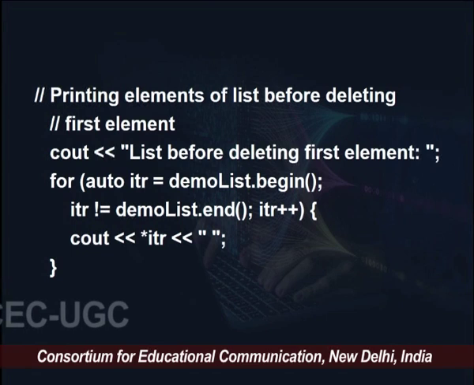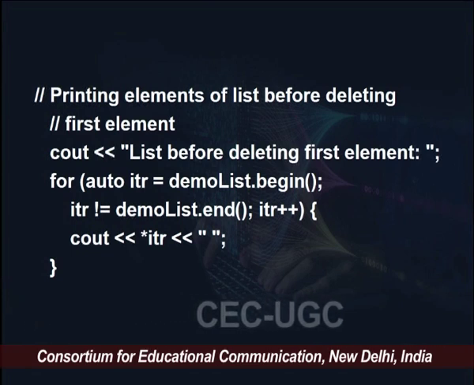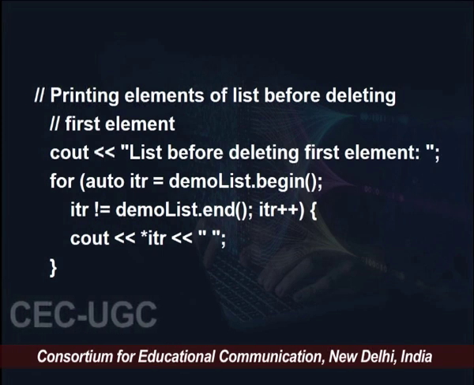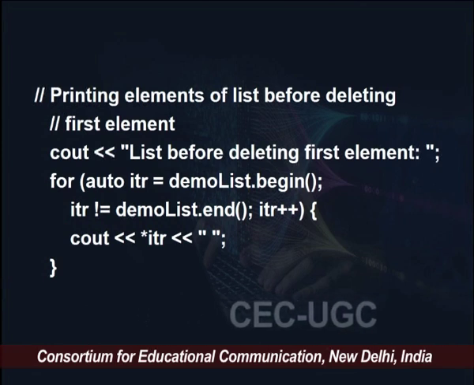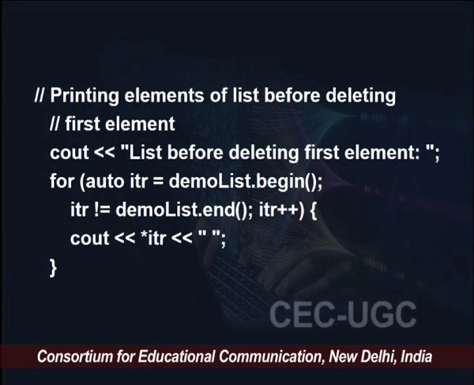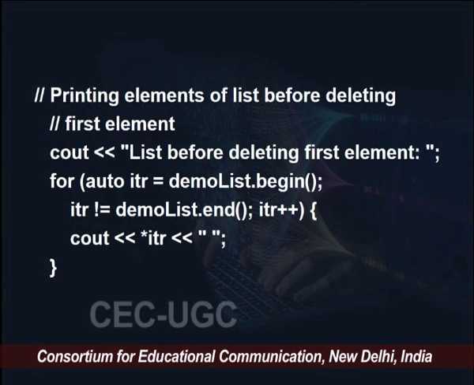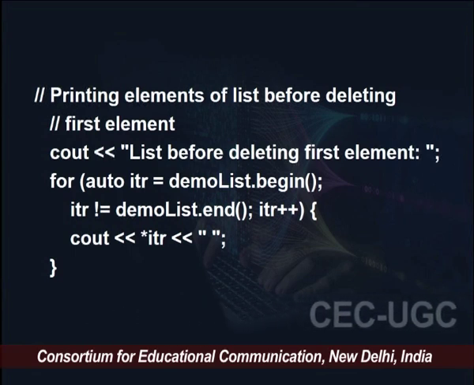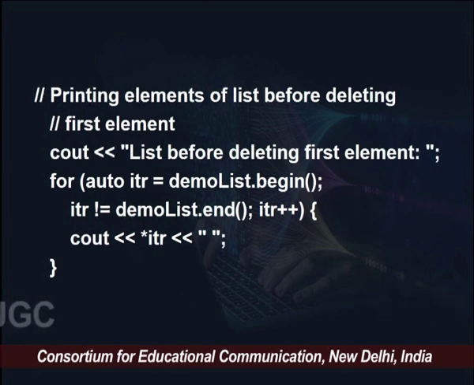Now, let us first print the elements of the list before deleting anything, with the normal for loop. We start from dot begin till dot end, and keep incrementing the iterator one at a time with itr plus plus, and print asterisk itr. So, the whole loop goes like this: for auto itr equals demo list dot begin, which is a function, while itr not equals demo list dot end, which is also a function, itr plus plus, and we print cout asterisk itr. So, we have just printed the elements before the deletion.